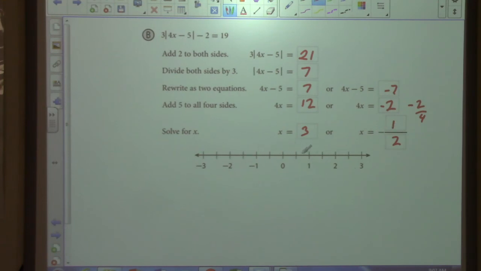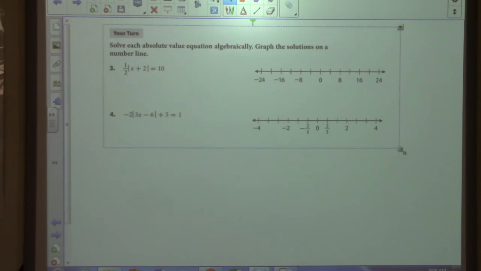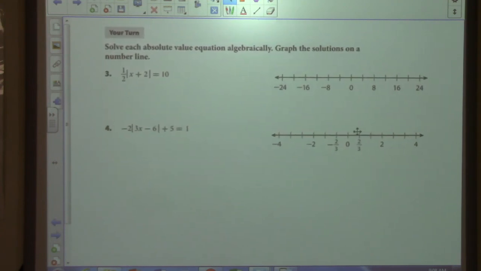So we can mark these on a number line. So here we have negative 1/2 and at 3. And this one here, from the graphics, it's not clear, but this is negative 1/2. Okay? Questions on this? No. Okay, let's go ahead. And I'm going to go to the independent practice on this. Your turn. Here we have a couple equations, so go work number 3 out. And we'll review it here in just a minute.